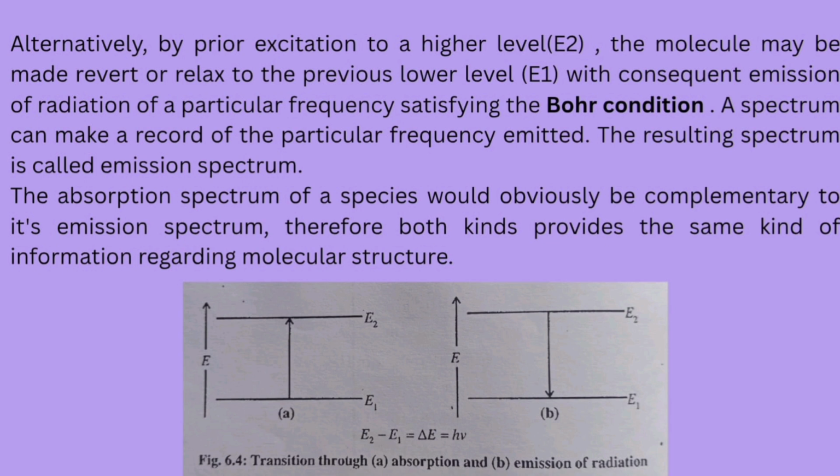In this figure, the transitions through absorption and emission of radiation are shown. In this first graph, we can see the arrow is upward, that is absorption takes place, and in the second one, the arrow is downward, that means emission of radiation takes place.